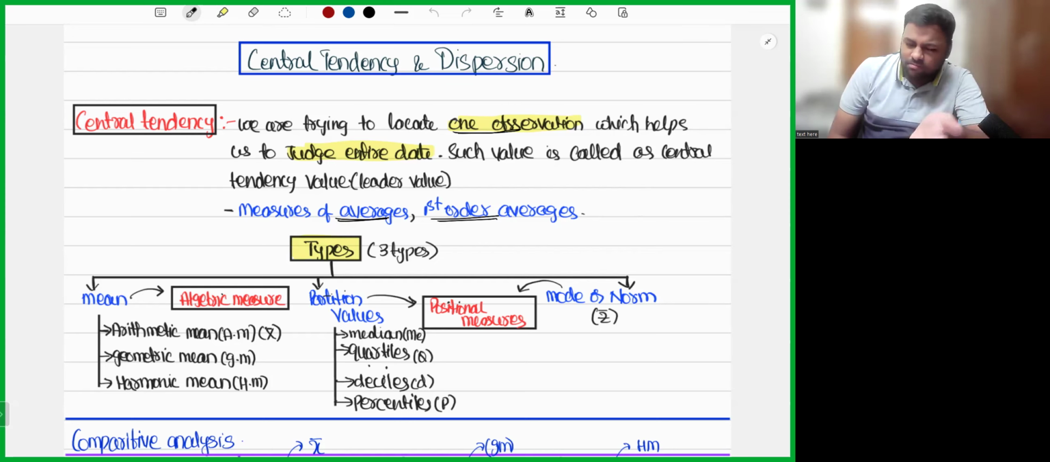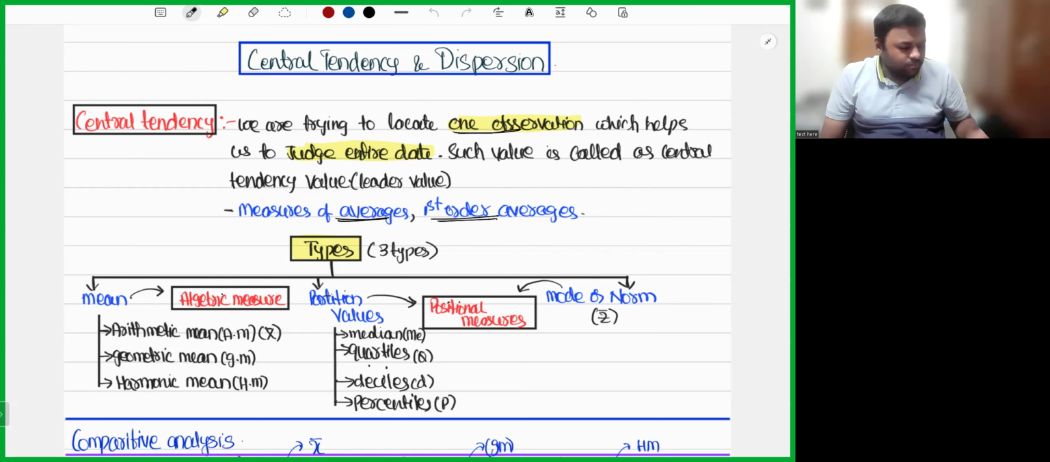Individual discrete data was simple. For continuous data, first you will calculate the modal class, then you will apply the formula L plus F1 minus F0 divided by 2F1 minus F0 minus F2 into class interval. This is what we have done. Next, we came to partition values. What do partition values do? They simply divide the data. That's the main purpose of partition values.